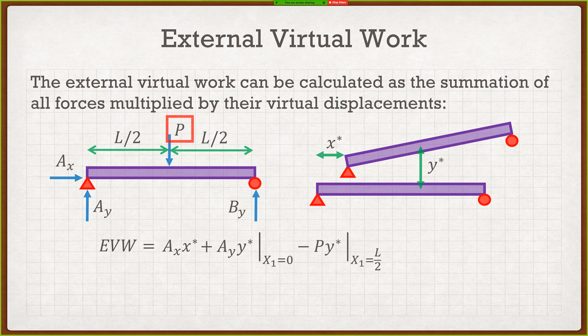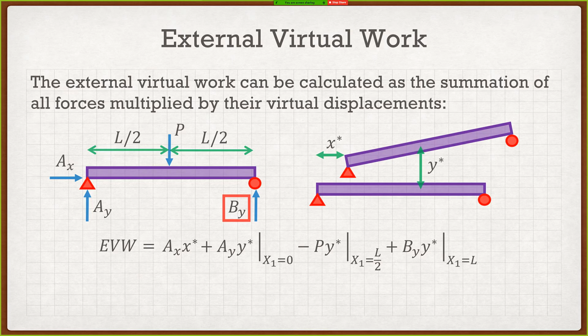Moving on, I can go to my next load P, which is going downwards, so therefore we go negative P multiplied by its virtual displacement. So this is going to be Y star at X1 is equal to L over 2. And then we move on to the last force, which is By multiplied by its virtual displacement, which is Y star when X1 is equal to L.